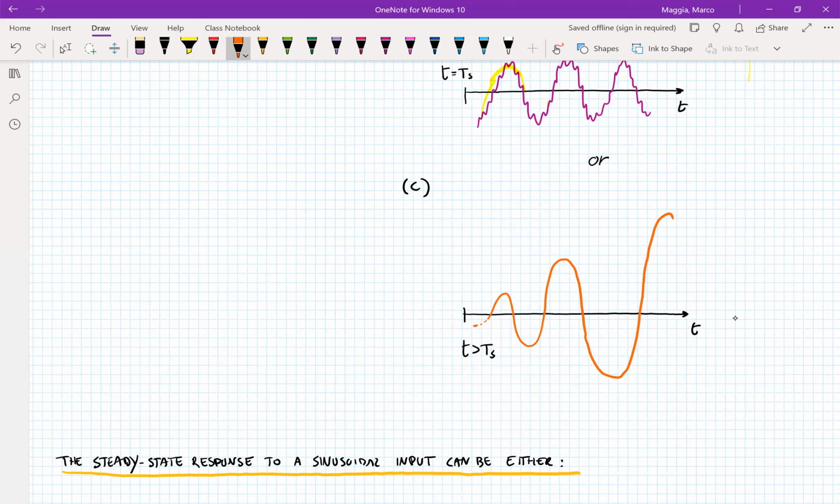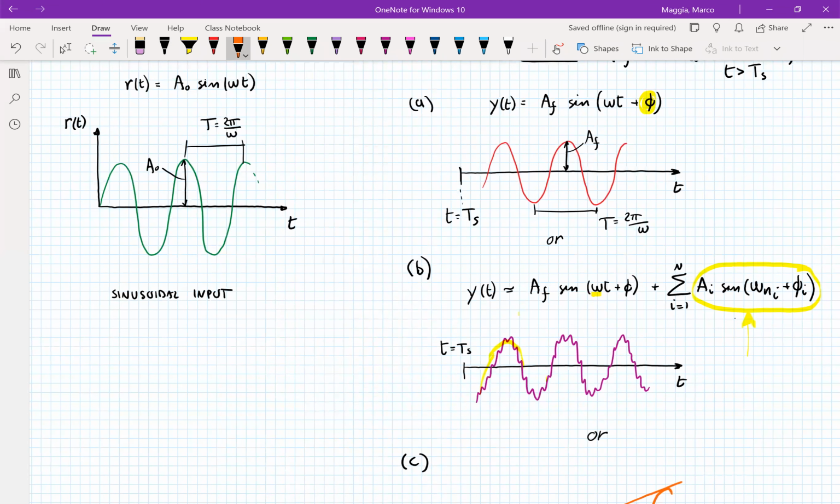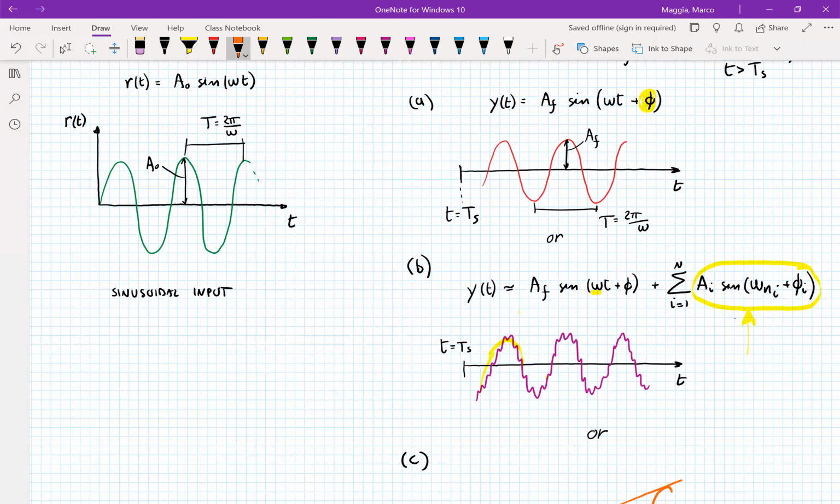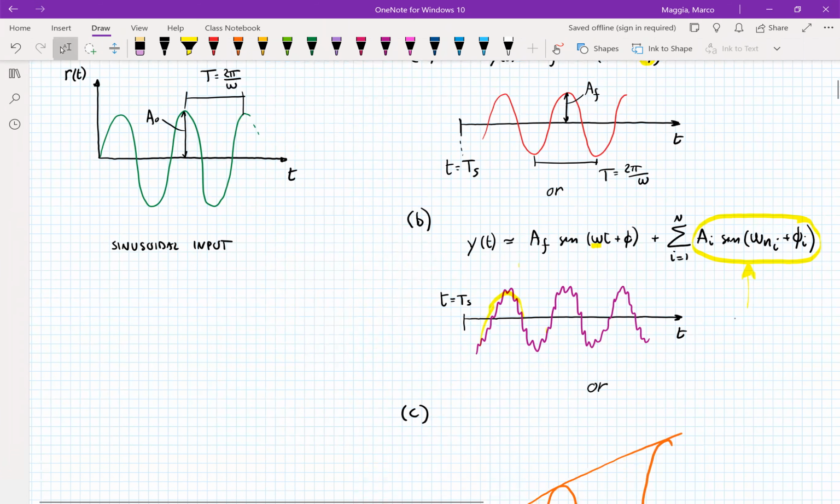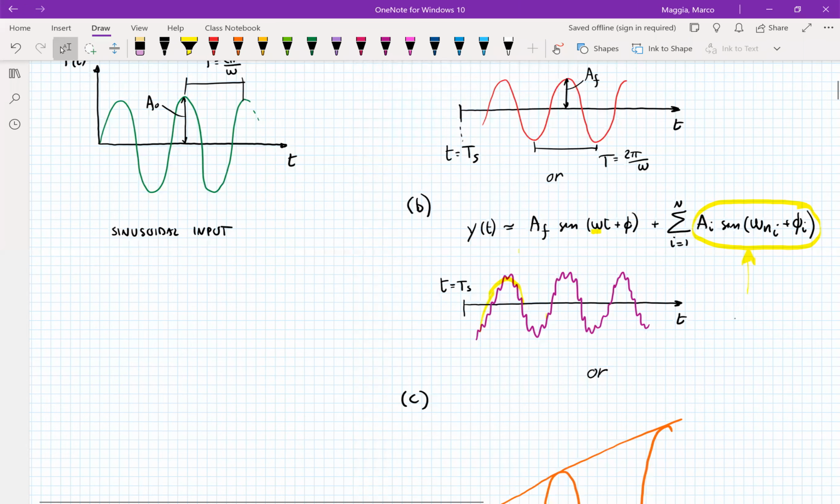It still keeps the same frequency, but it oscillates and linearly goes to infinity. So we can have these three scenarios. Just a simple wave with the same frequency as the input, then a combination of multiple sine waves, and one of them has the same frequency as the input.